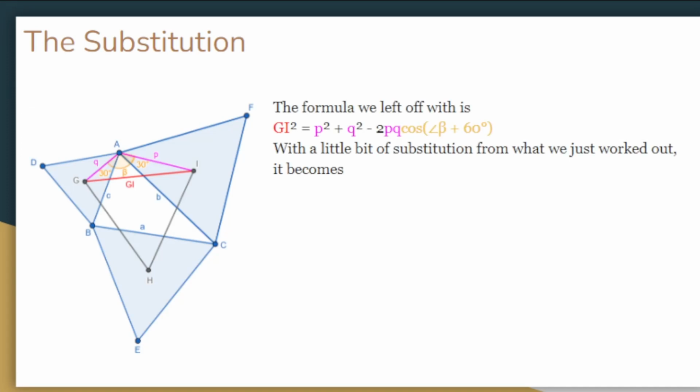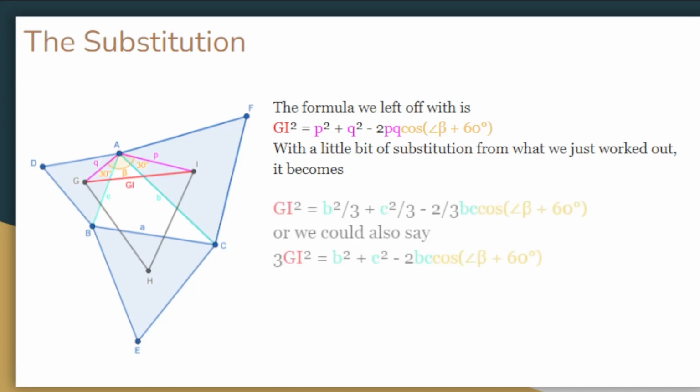Now we can go back to our formula, which was GI squared equals p squared plus q squared minus 2pq cosine of beta plus 60 degrees. Once we substitute what we now know in, it becomes GI squared equals b squared over 3 plus c squared over 3 minus 2/3 times bc cosine of beta plus 60 degrees. Or we could say that 3 times GI squared equals b squared plus c squared minus 2bc cosine of angle B plus 60 degrees.